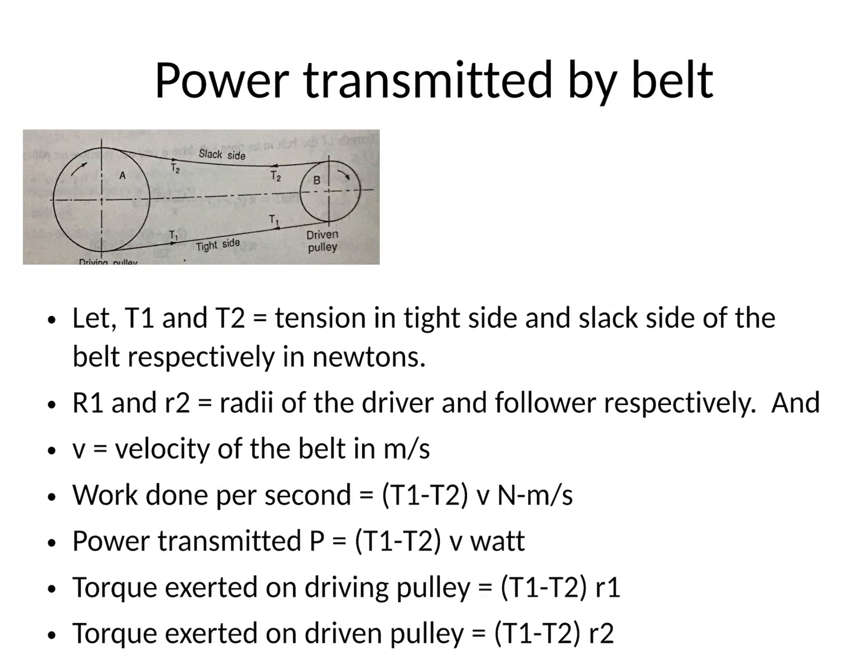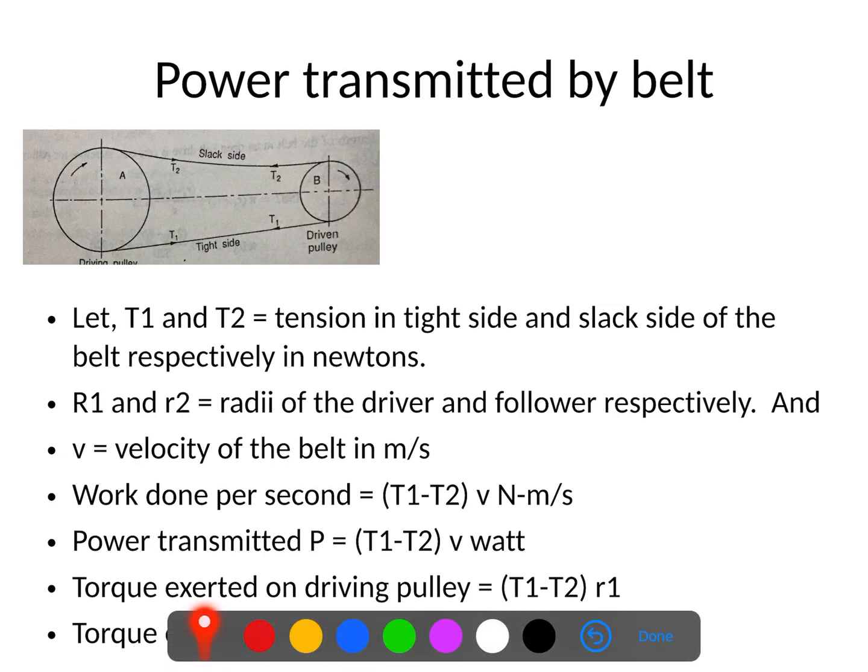So now we will see the expression for the power transmitted by belt drive. As we know, in a belt drive, the driving pulley pulls the belt from one side and releases the belt to the other side. From where the belt is being pulled, that side is called the tight side, and from where the belt is released, that side is called the slack side.